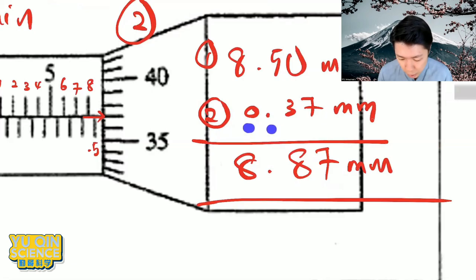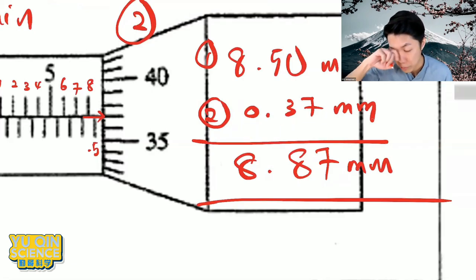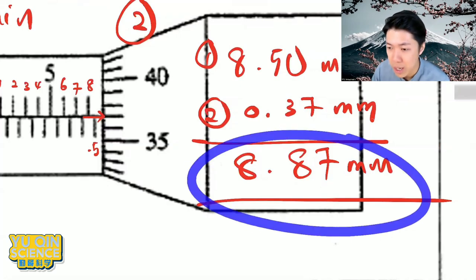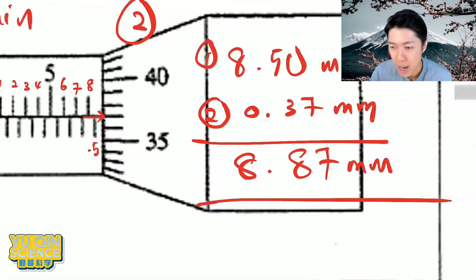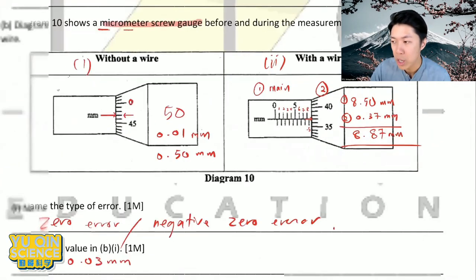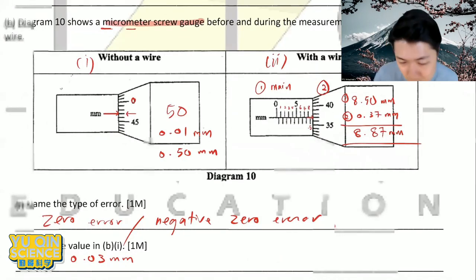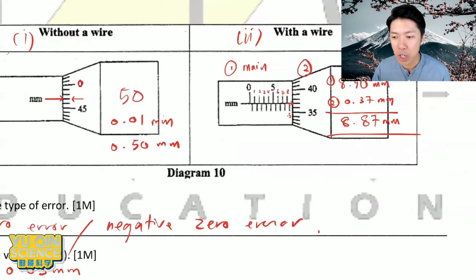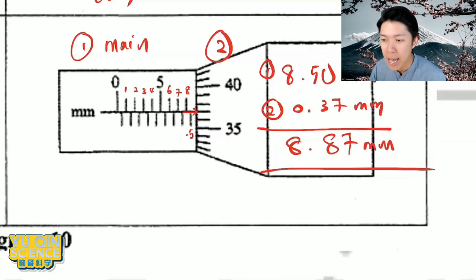So 0.37. Is that all right, Heather? Then we do the math, okay? What about other device? Nicholas, if we have time later, we talk about that. Now we are doing this, so we continue this one first. Another device is also very similar. You need to look for main and vernier scale as well. Yeah, Nicholas. Is everyone right so far?